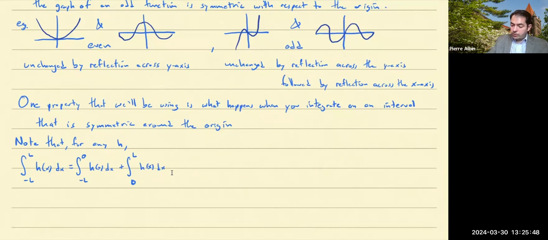Right? And now what I'm going to do is change variable in the first integral to s equals minus x. Let's see what happens to the endpoints. If x was equal to minus L, then s is equal to L. And if x was equal to 0, then s is also equal to 0. Then I have h of minus s, and then I have minus ds. And then the other integral I'm not changing.